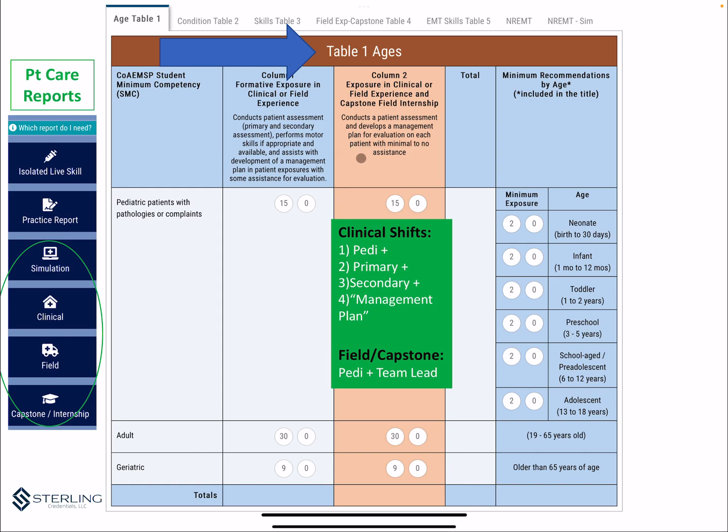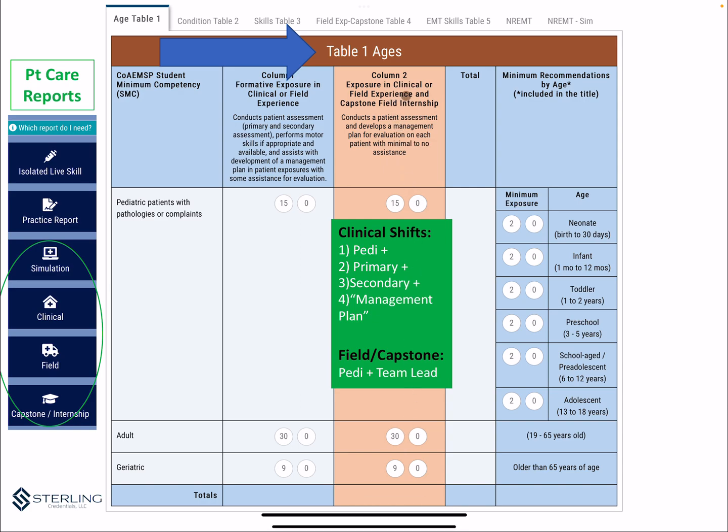And so what I calculated is in field or capstone ambulance shifts, you're going to obviously serve as a team lead at some point or another, like you have to get out of the program anyway. And so in this example here, if you have a pediatric capstone or field report where you document that you're the team lead and the preceptor verifies it, I'm going to give you credit here for a pediatric contact.